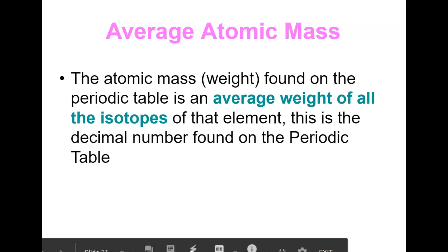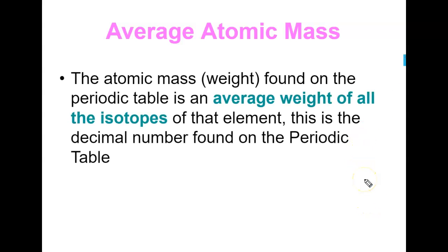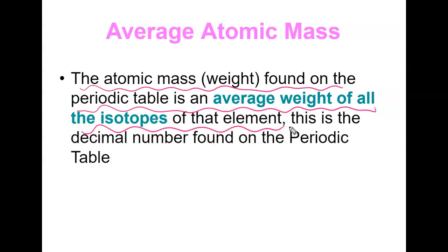Okay, so in your notes, you should definitely have down that the atomic mass found on the periodic table is an average mass of all the isotopes of that element. Okay, this is the decimal number found on the periodic table. So this is the result of that calculation I was just referring to, and I am actually going to rewrite that calculation once again so that you can have it in your notes.